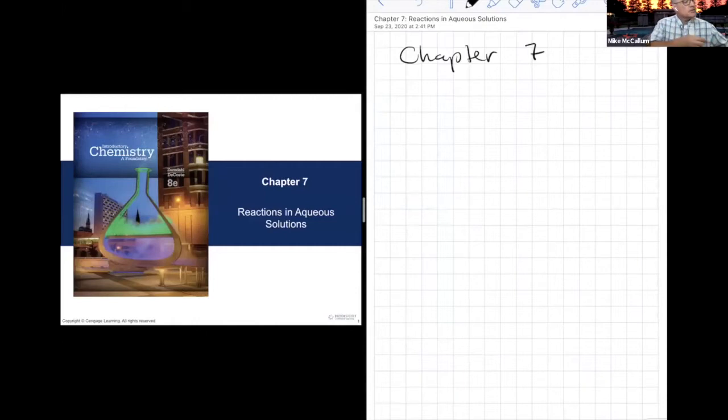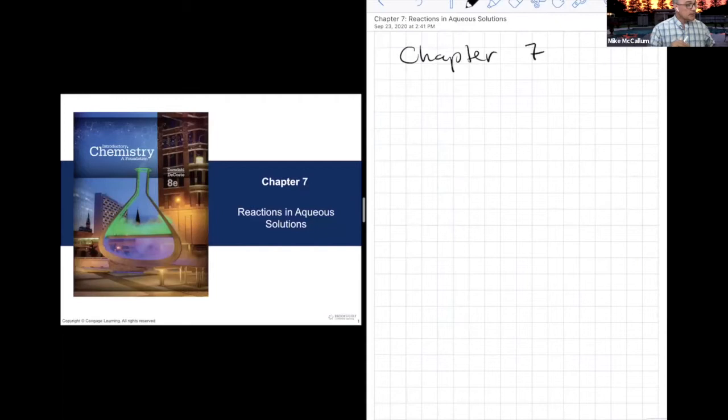Okay, we're going to start off today by talking about some general things about aqueous solutions, what makes them interesting and important. You probably know that we do a lot of our reactions in aqueous solution, and there's a lot of reasons for that. And I want to make sure that we talk about those general things before we do anything else.